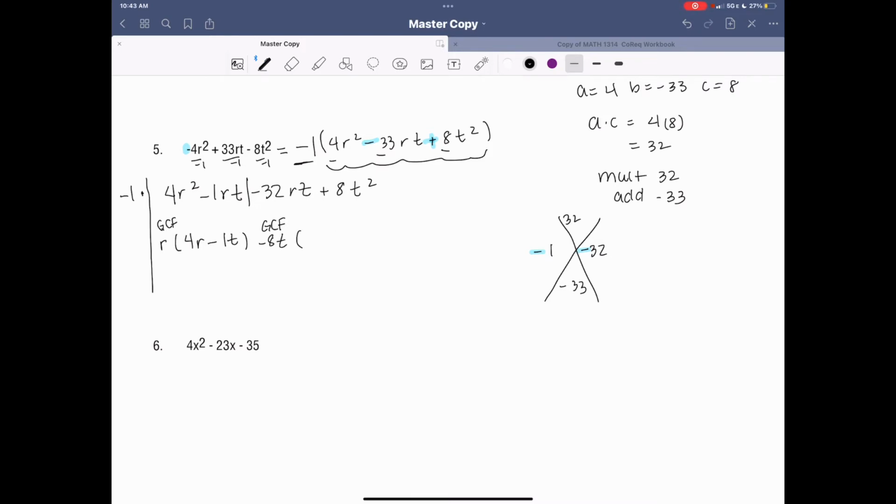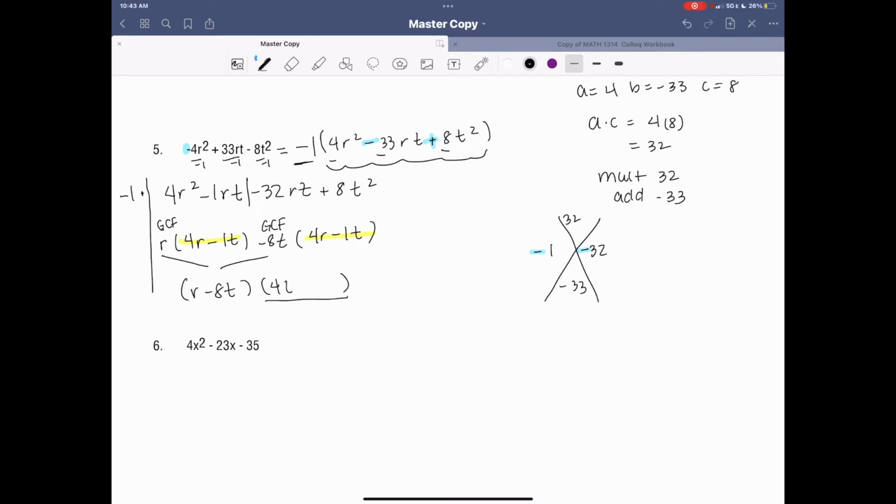And that means that my linear factor is going to be rt minus 1t. And again, we want to make sure that these match, and they do. So then I make a group for my GCF, and I have r minus 8t, and then my yellow group is going to go right here.